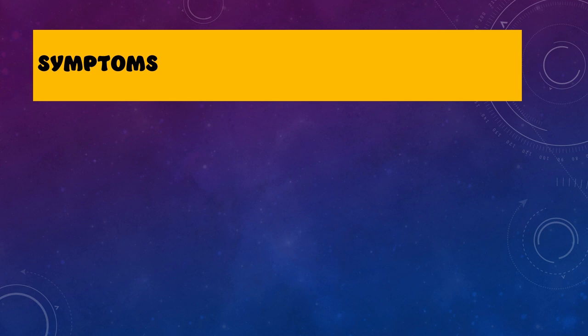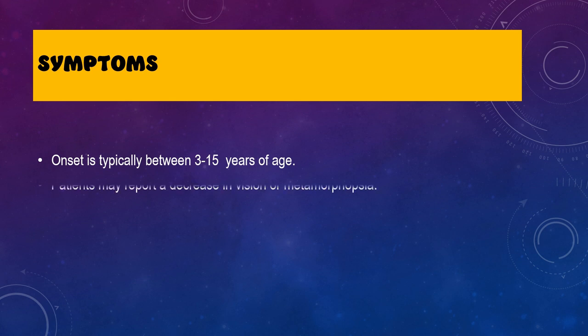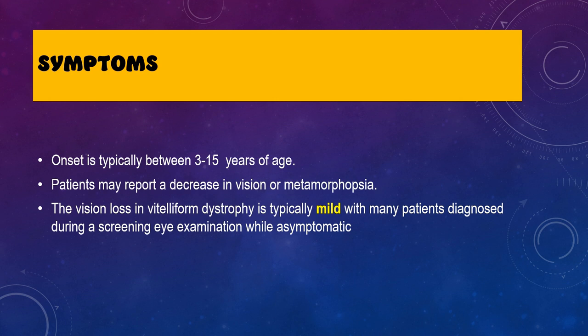Now let us first discuss the symptoms of the BEST disease. So the onset, as we know, is typically from 3 to 15 years of age group. Patients will usually report a mild decrease in the vision and sometimes metamorphopsia. This metamorphopsia is basically because something is happening at the level of the macula. However, it is usually seen that the vision loss in vitelliform dystrophy is typically mild, okay? And most of the time, the patients are just diagnosed when they go for a screening eye examination, and most of them are usually asymptomatic, okay?